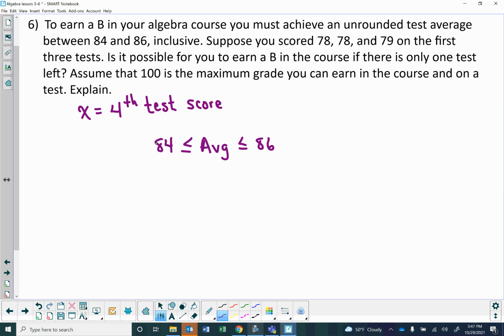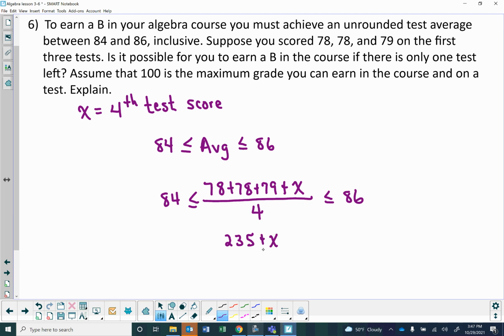So if my average then, an average is you have your scores added together, so we have a 78 plus a 78 plus a 79 plus our missing 4th score. We have to divide that by 4 because that's how you find an average. It's got to be greater than or equal to 84, less than or equal to 86. So there's my equation. Okay, so if I add all those together, 78 plus 78 plus 79, I get 235. So 235 plus x all over 4 is greater than or equal to 84, but less than or equal to 86.